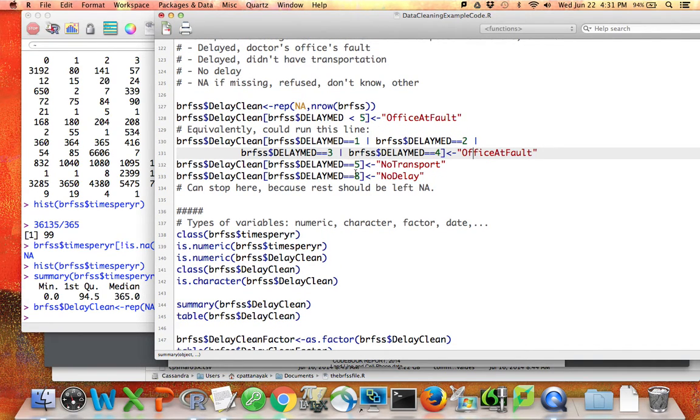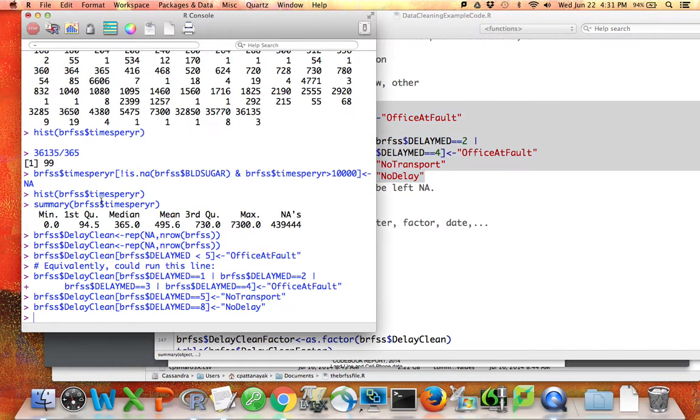Then I'm going to say when the old variable is equal to 5, set the new one equal to no transport, because that was the value of the variable indicating you didn't have your own transportation. If the old variable is equal to 8, that is where you're saying there was no delay. Then I'm going to stop there because I want everything else to remain NA. So I'm going to go ahead and run this code. And I can now look at this variable.